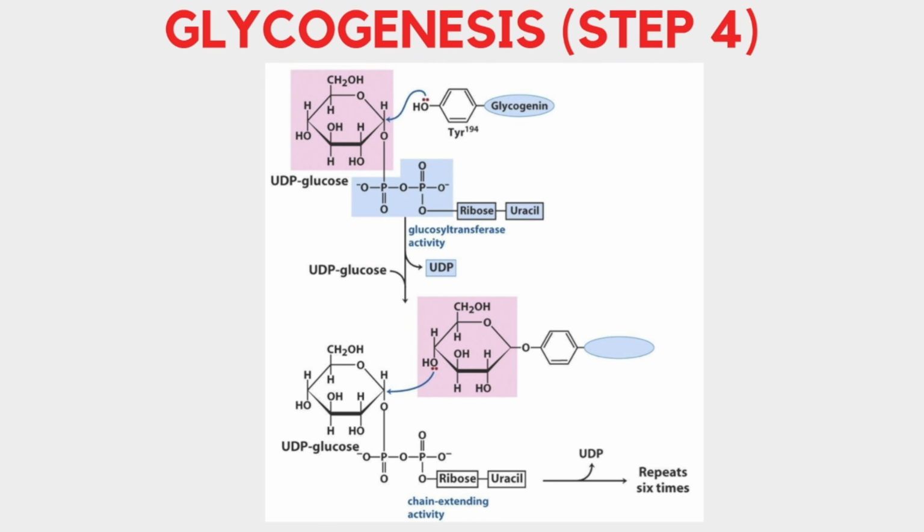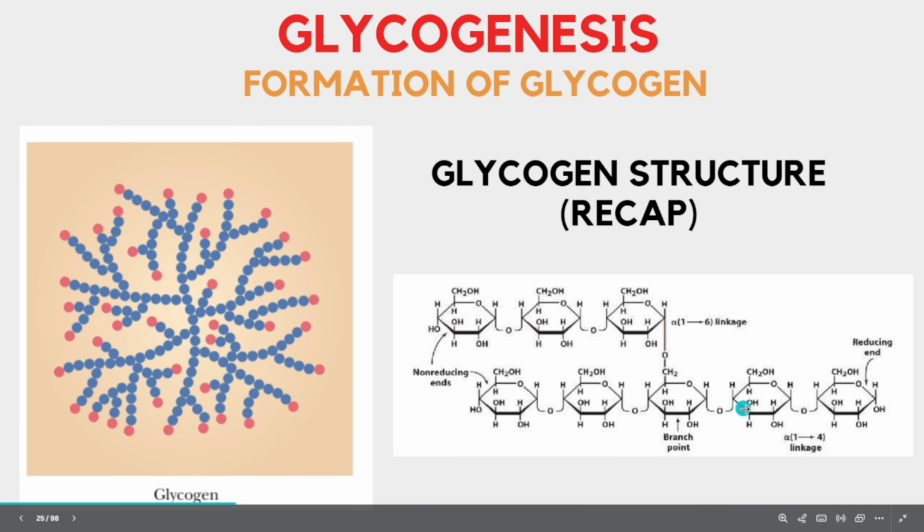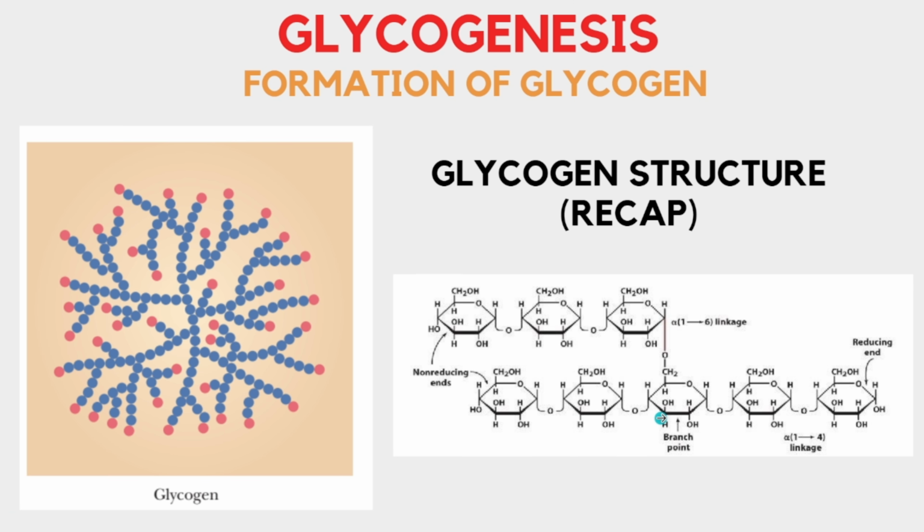So you can imagine the first 8 glucose molecules, 1, 2, 3, 4, 5, you can imagine all these, if you want to form the alpha 1,4-glycosidic bond, it is through the primer first. The primer first. 1, 2, 3, 4, 5, and then 6, 7, 8.